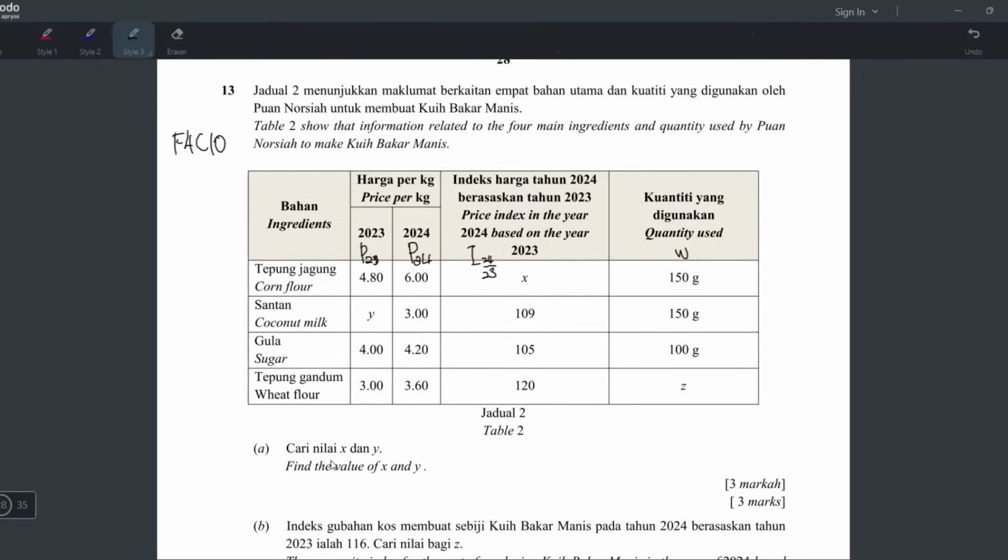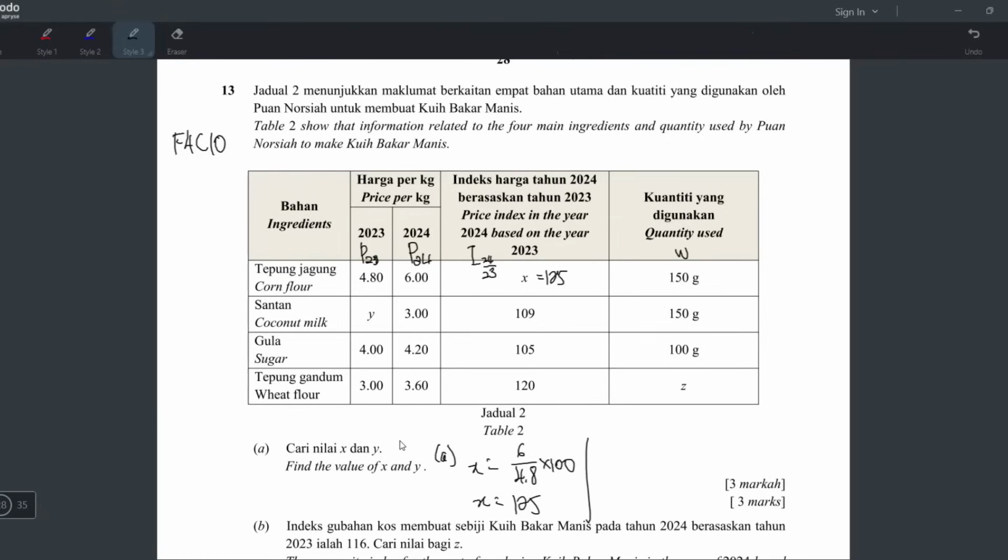All right, so question A, find the value of X and Y. This one can use the first formula, the price index formula. So for X, X is the price index for 24 based on 23. So it will be 6 divided by 4.8 times 100. So your X value is 125. And I will write it here also, because later you will use this to find the composite index. Because usually when they give you weightage, you will use it to find the composite index. So when you find the composite index, you need the price index and the weightage. So that's why I put it here.